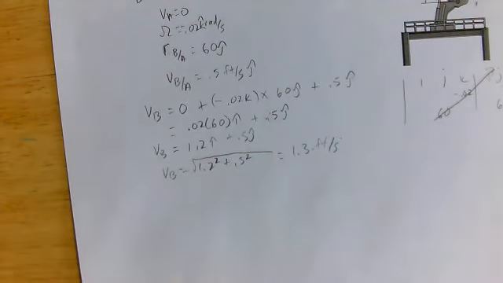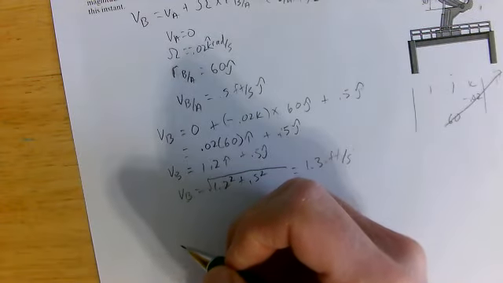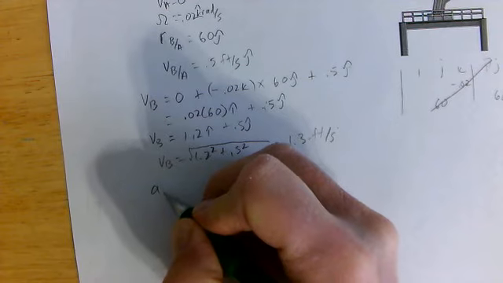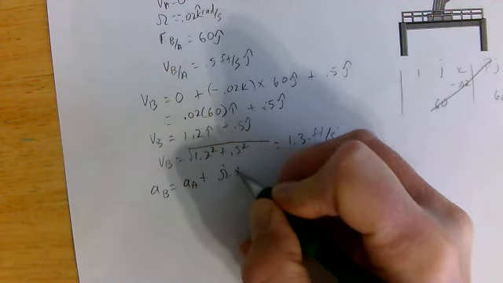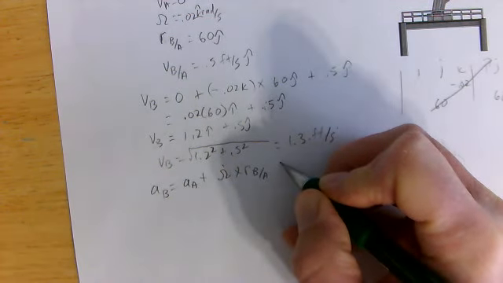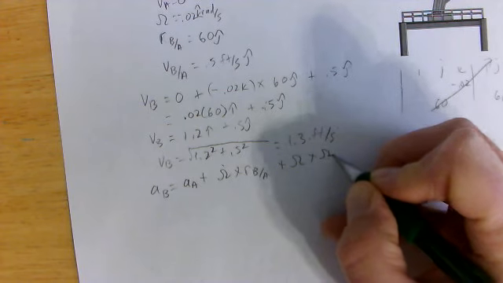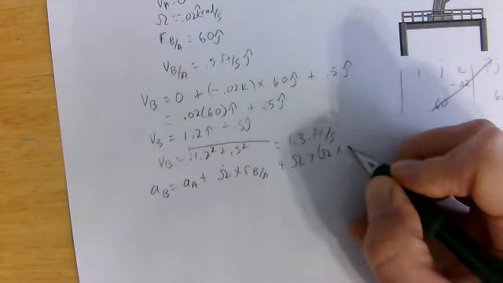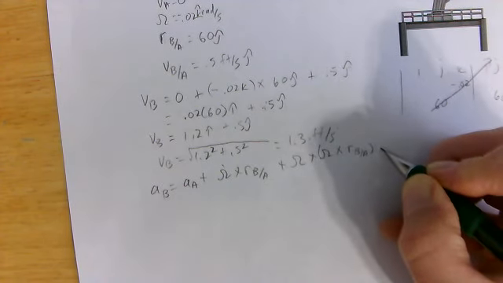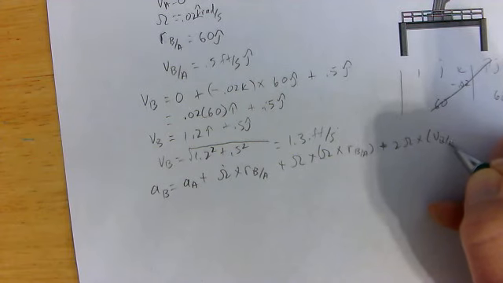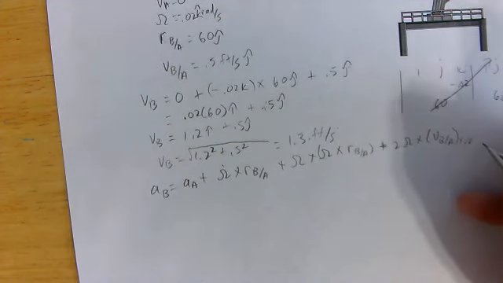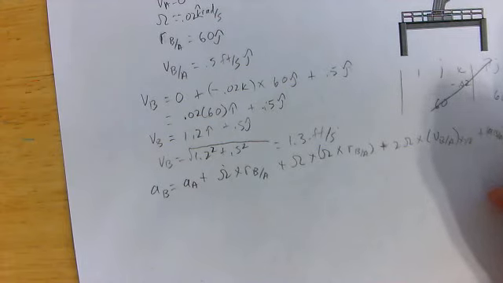Okay, now let's find acceleration. So finding the equation on page 380, we have AB equals AA plus omega dot cross R B with respect to A plus omega cross omega cross R B with respect to A plus 2 omega cross VB with respect to A in the xyz plus A B with respect to A in the xyz.